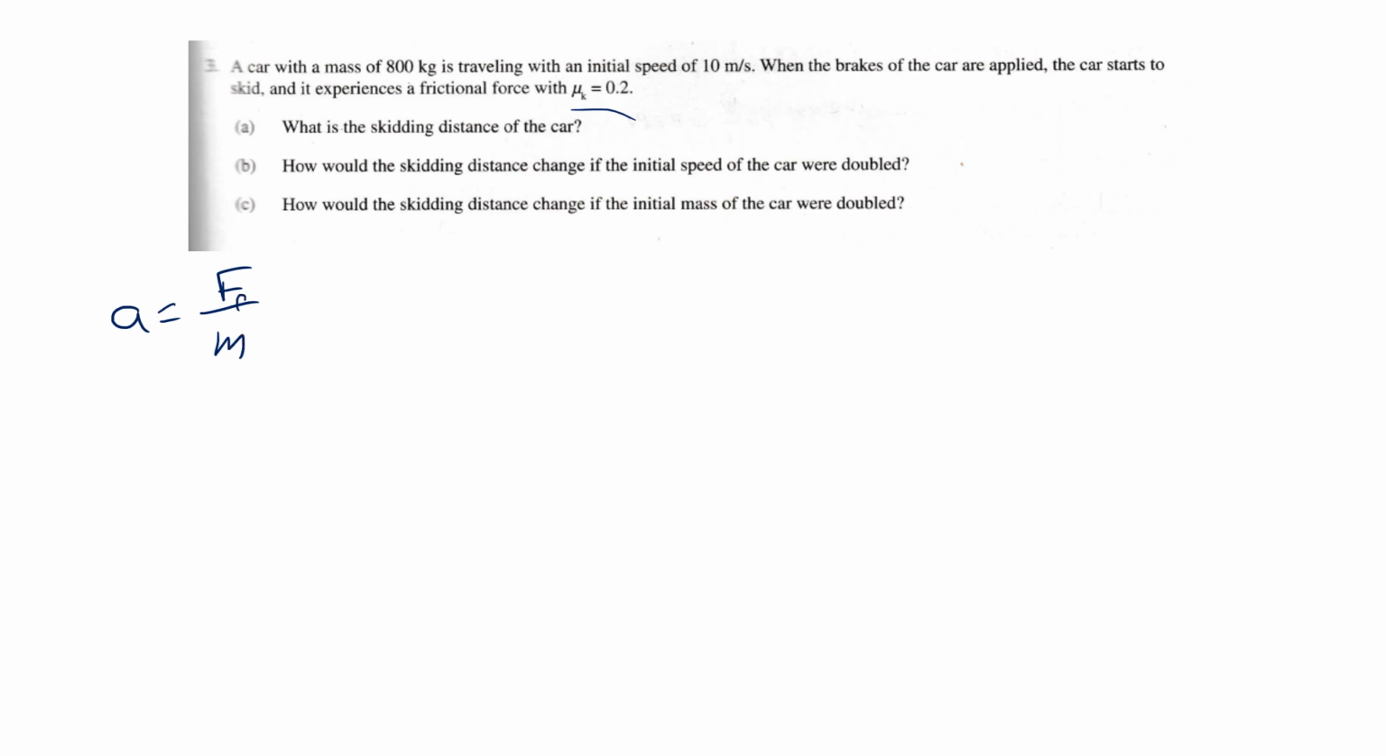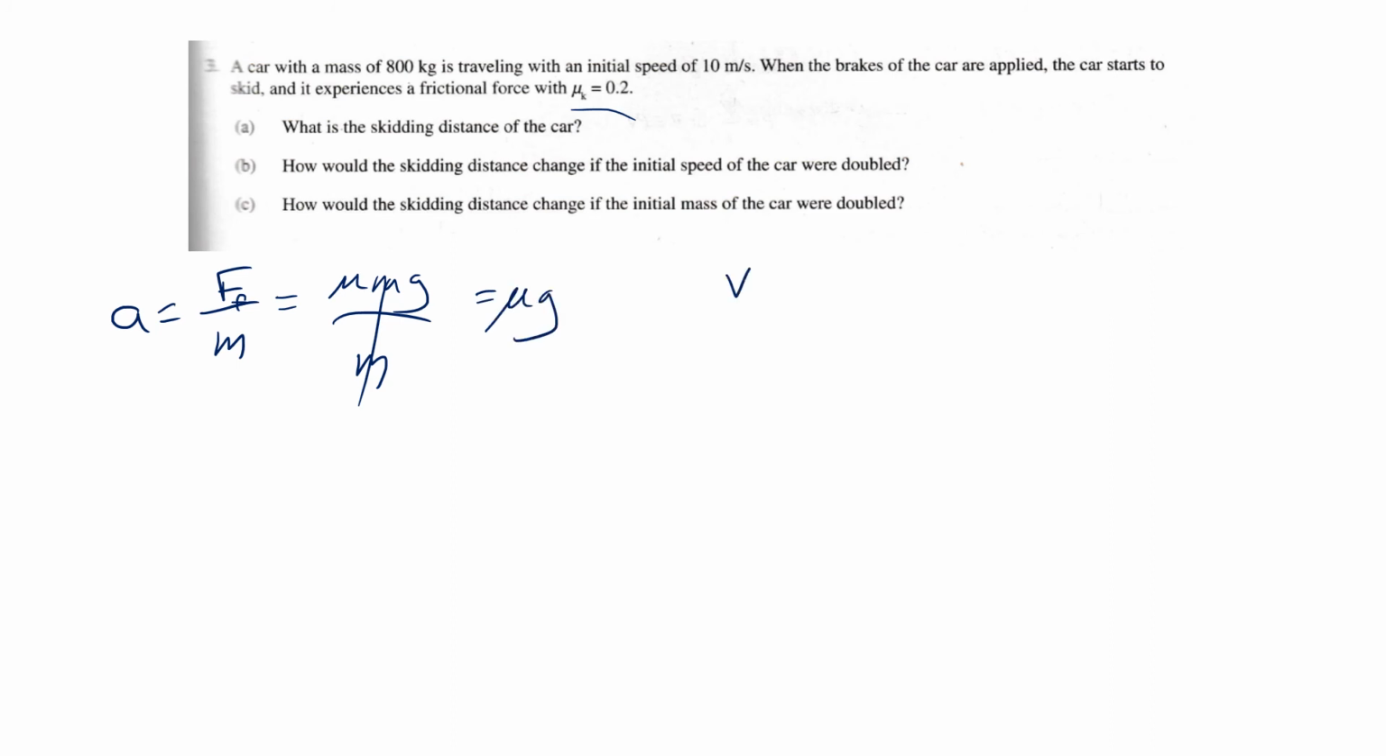Acceleration, remember, is equal to force divided by mass. So we're going to have a force of friction divided by mass. So force of friction is going to be mu mg divided by m. Hey, look at that. Masses cancel out. All right, so it's just going to be equal to mu g. I'm just going to plug it all in here.